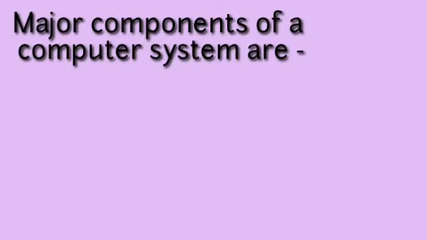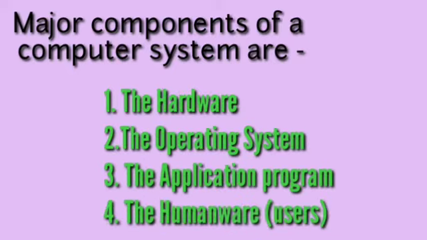Now let us see the different major components of a computer system which are required to operate the computer. Those are hardware, which are the physical parts of the computer. Then we need an operating system to create a link between the user and the hardware. Then we need application programs, which include the linkers, compiler, the translators and the different utility programs which will help for the proper functioning of the computer. And then the most important component of a computer system is the humanware, meaning the users. If we are not there, who is going to operate the computer system?